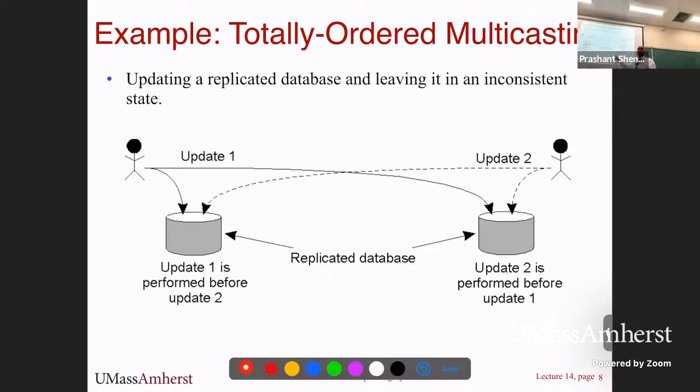You can solve this problem using Lamport's clocks and things like that. We won't go into the details of how to do it, but you can assign each of these Lamport's clock values and then order them based on that. So that's an example of why some of these things actually matter, why you want to think about ordering sends, not just receives.